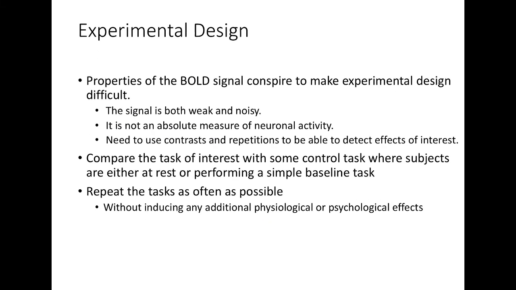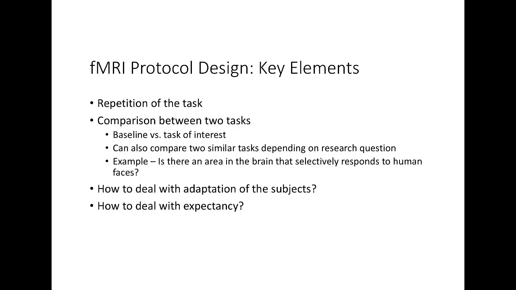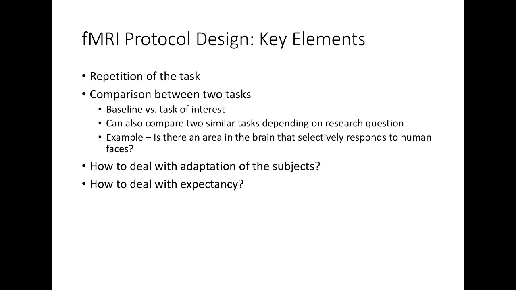We're talking about comparing the task of interest with some control tasks, right? And a simple baseline task, like a fixation. And then repeat this as much as possible so that you can take care of the statistics. Okay? And yes, repetition is one of the key things, and the other thing is comparison between two tasks. A baseline task and a task of interest. In this case, the task of interest is a cobra picture, and there can be multiple baselines that we can look at here, like snake pictures which are not cobra or similar objects.